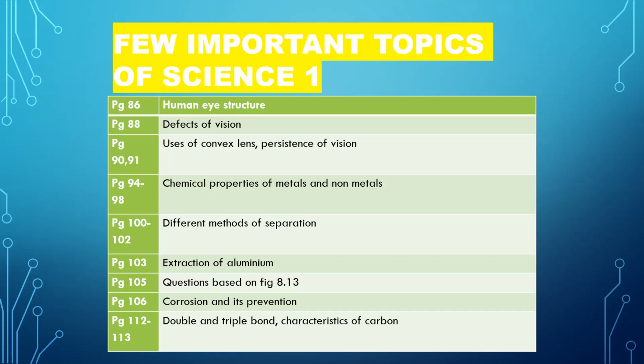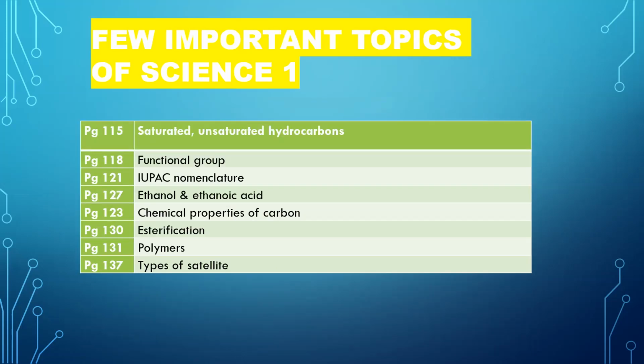Page number 105, question based on figure 8.13. Page number 106, corrosion and its prevention. Page numbers 112 to 113, double and triple bond, characteristics of carbon. Okay, take a screenshot, students. Then page number 115, saturated and unsaturated hydrocarbons. Page number 118, functional group.